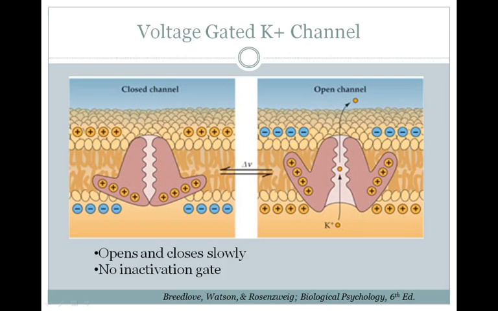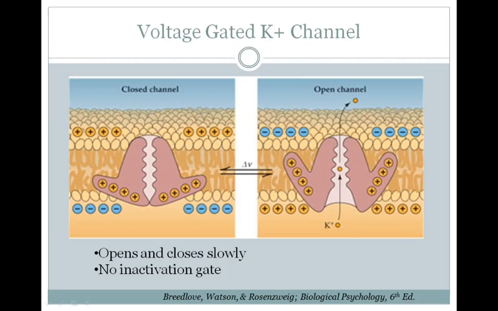The voltage-gated potassium channel is also gated by voltage, so once the membrane potential goes above threshold, it will open, and when it returns below threshold, it will close. So there's no inactivation gate on this channel. It just depends on membrane voltage.